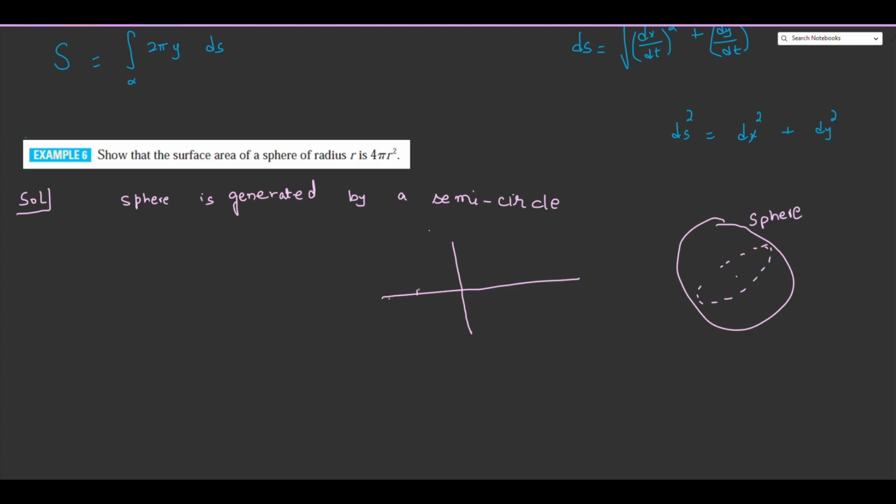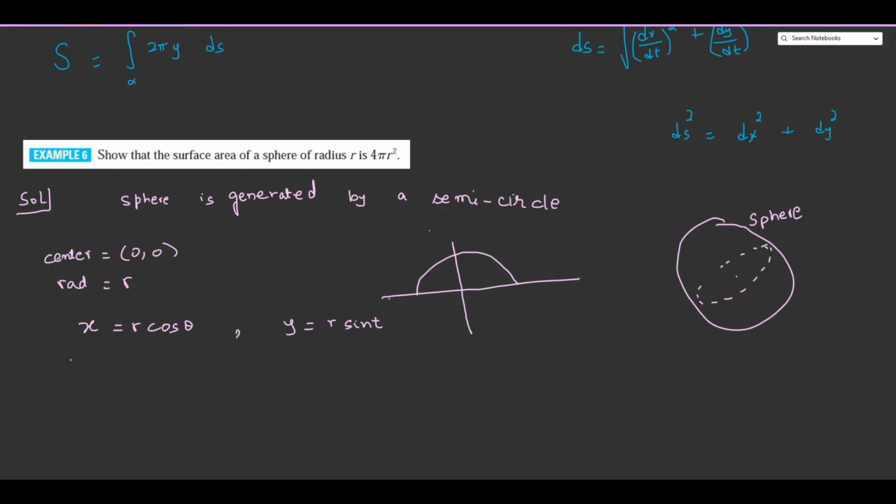We have a semicircle or a circle. Here we have a circle. Its center is (0, 0), and the radius is denoted by r. And what are the parametric equations of this circle? They are x equals r cosine of theta, and y equals r sine of theta.